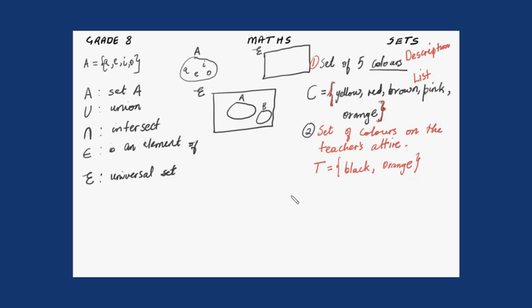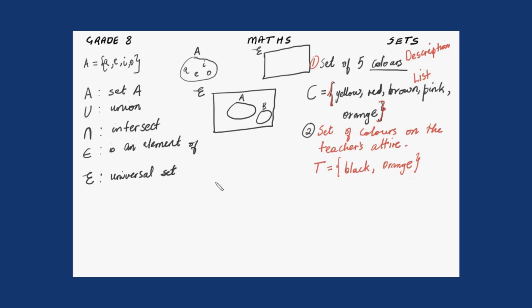That's basically about sets. If you know the description of a set, you can list the elements. Now, here comes the third thing. I would like us to talk about the colors in this set. I want to talk about these colors.